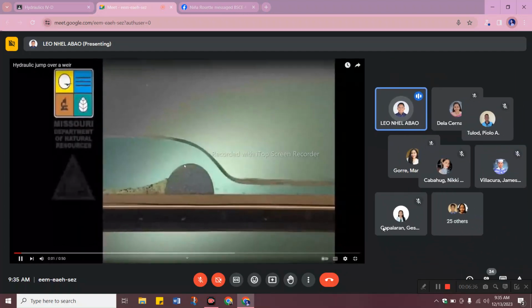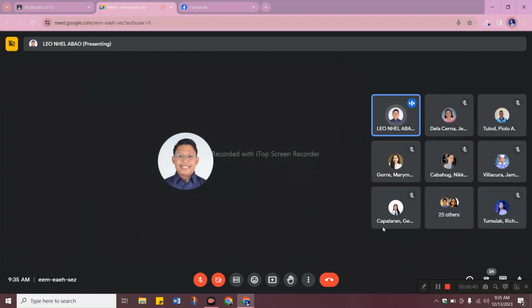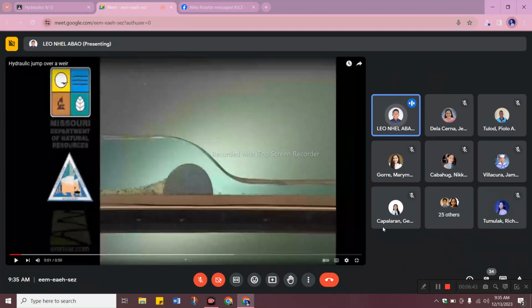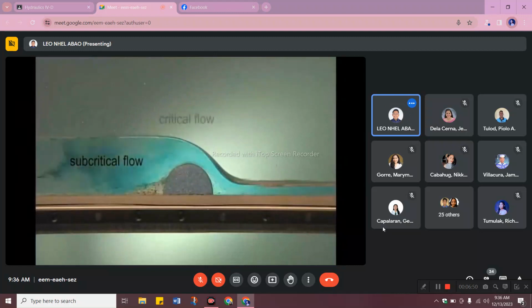So here we are, represented by this, it allows water to flow over it. Notice the critical flow, or the transition flow, supercritical flow. You will notice later on.